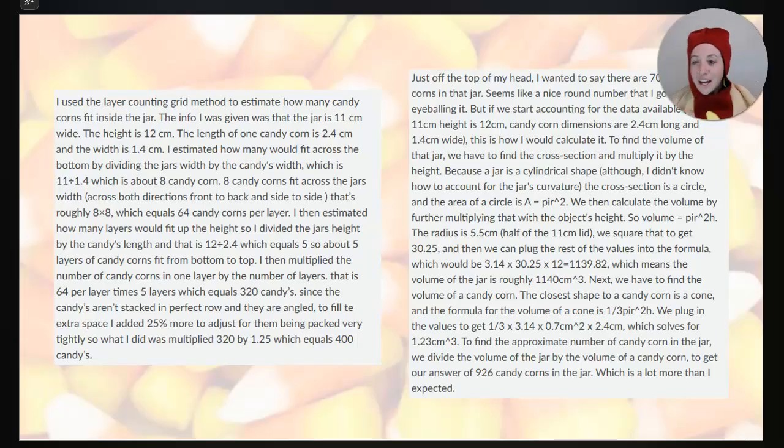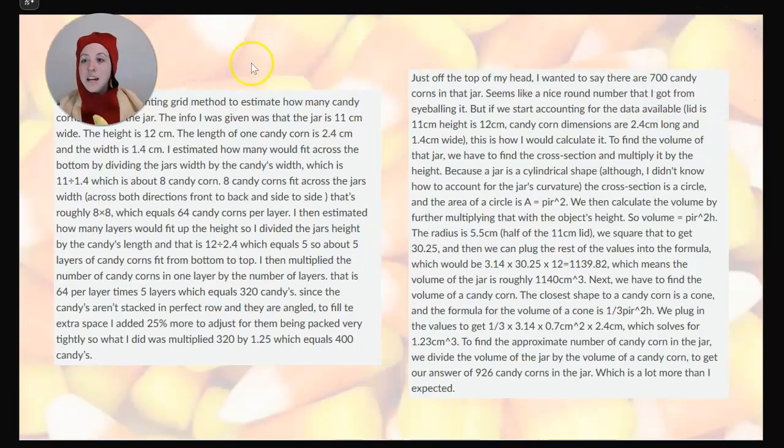This person, initially they just wanted to guess 700. I'm going to move myself because I'm in the way. Initially they wanted to guess 700 candy corns in the jar. They did a lot of calculations and then they ended up coming up with 926. And they said, well, that's more than I expected.